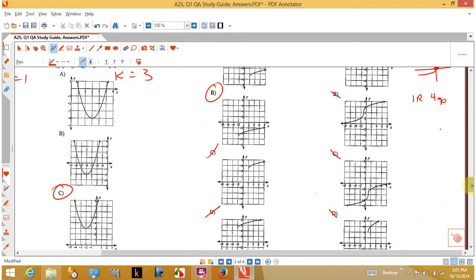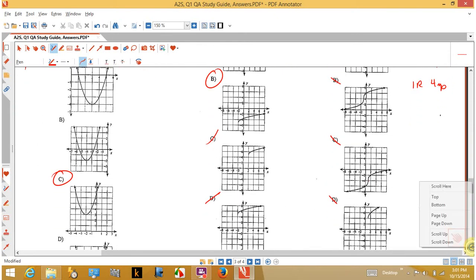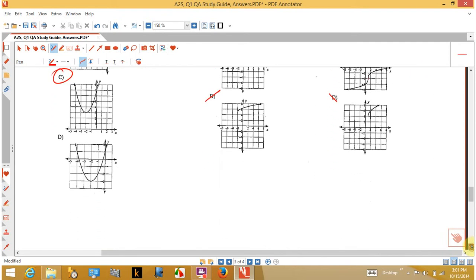We only have one option left, and you can see that, yeah, this point, which would be 0, 0, has moved from 0, 0 over 1 and up 4, so it has to be A. Okay, so let's go finish these up.